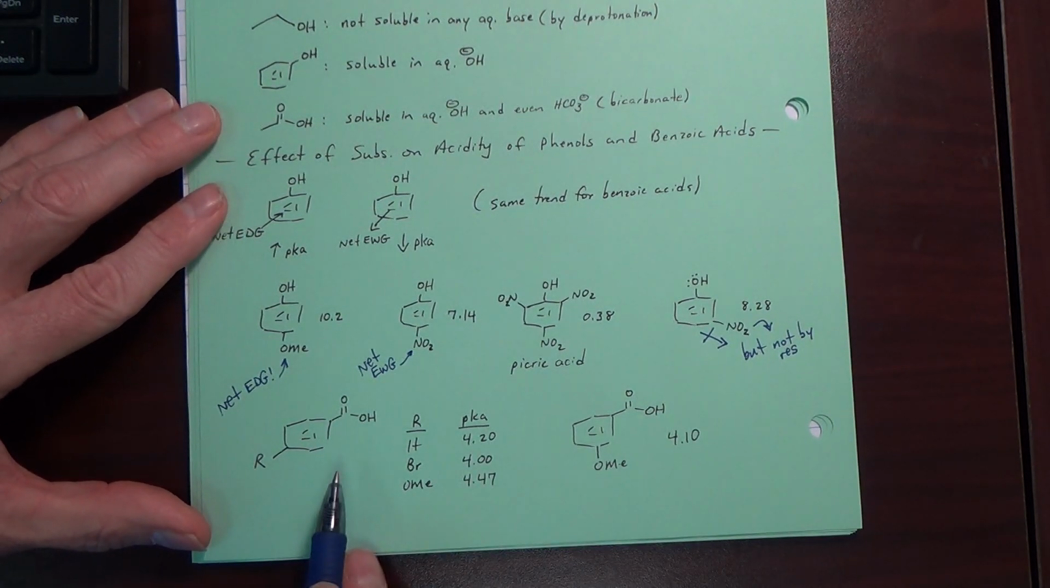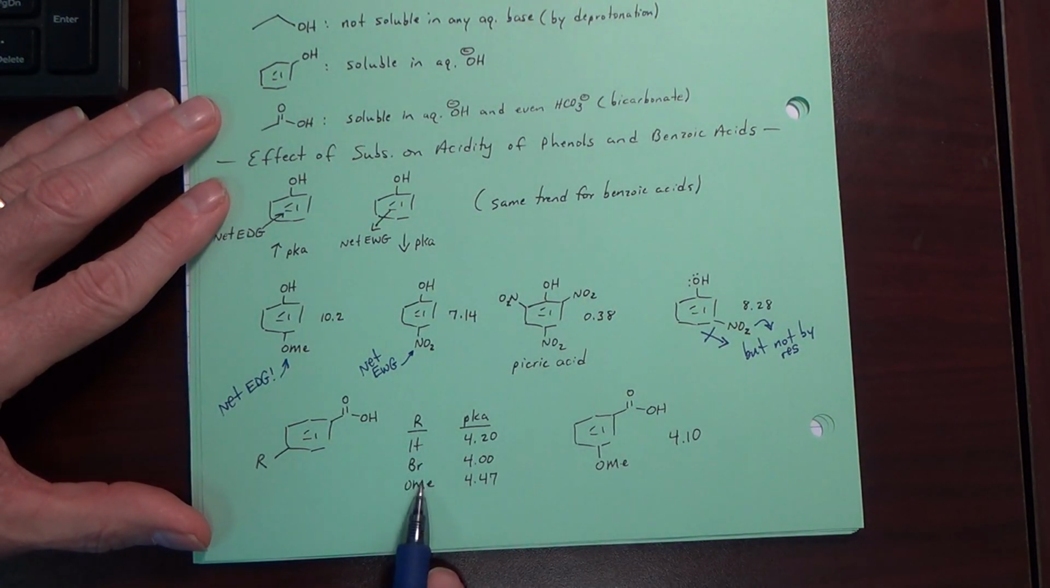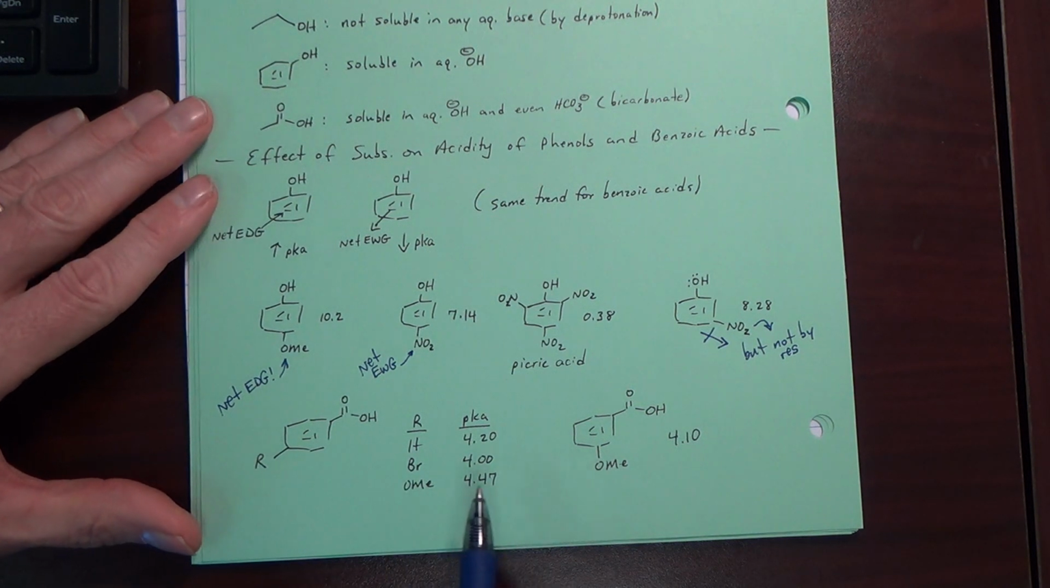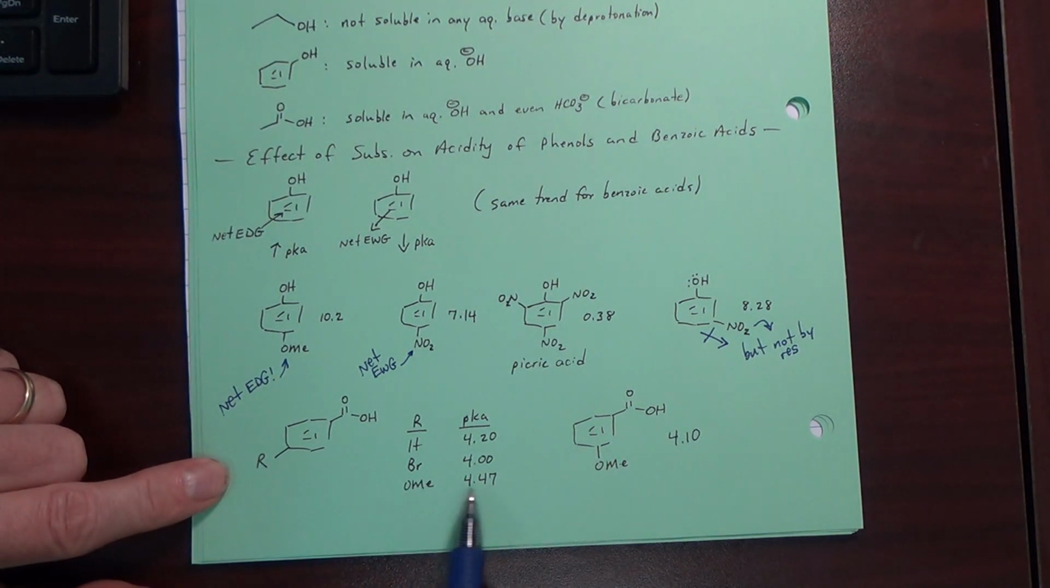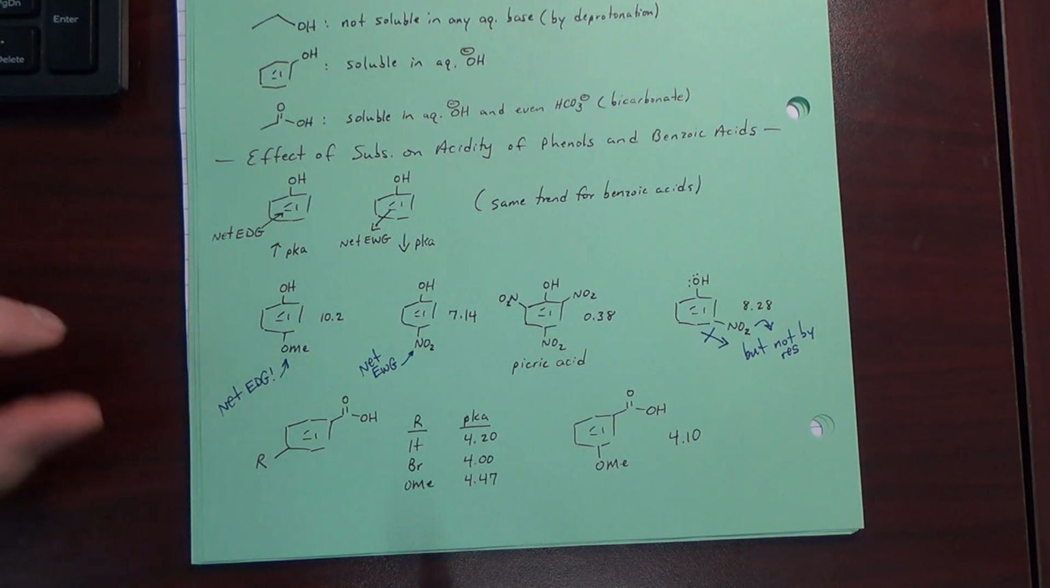Benzoic acids, I'm showing them here with R groups, and the R groups are defined here. If it's hydrogen, benzoic acid has a pKa of 4.2. If it's a bromine, more acidic, because the bromine is a net withdrawing group, yeah. If it's para-methoxy, it's actually less acidic, because that's a net donating group.